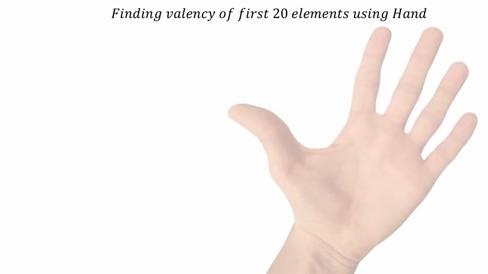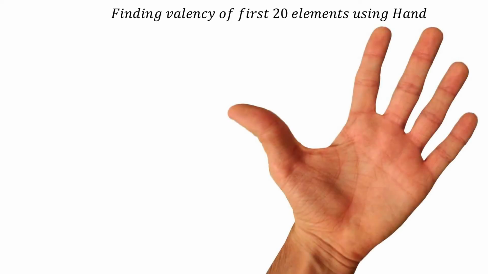Hello everyone, in this video we are going to learn how to find the valency of the first 20 elements of the periodic table using just your hand. This trick can be very useful for you in the exams, and you can easily remember this technique with just your left hand. So let's get started.